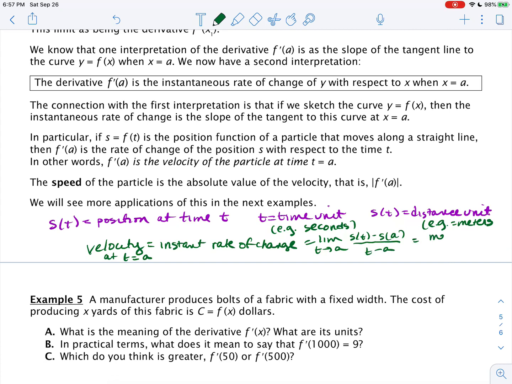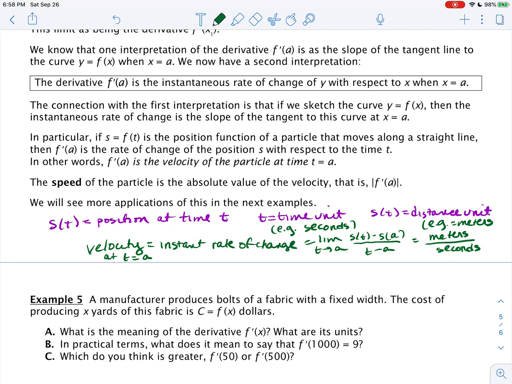And s of t is going to give me meters. s of t minus s of a is going to be meters minus meters, and that's going to give me meters. And t minus a is going to be time minus time, and that's going to give me seconds. And so you can see that your velocity is going to have units of measurement as meters per second, miles per hour, meters per second, feet per second. And so you see that the derivative of the position function is going to be the velocity function. All right.